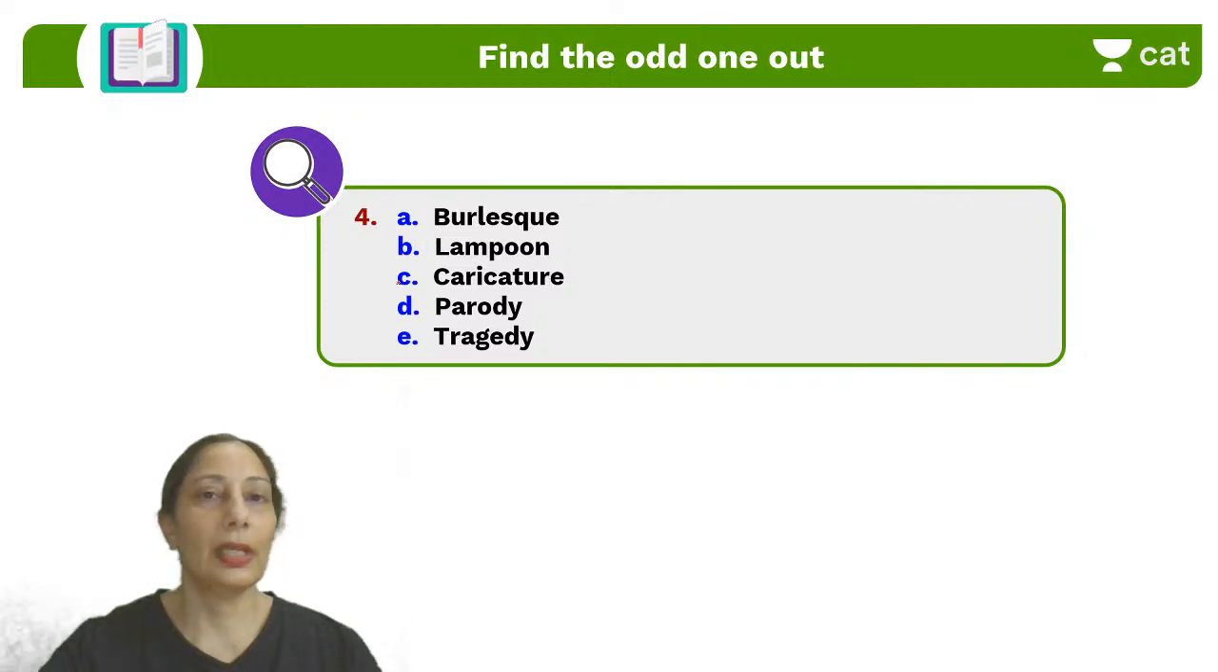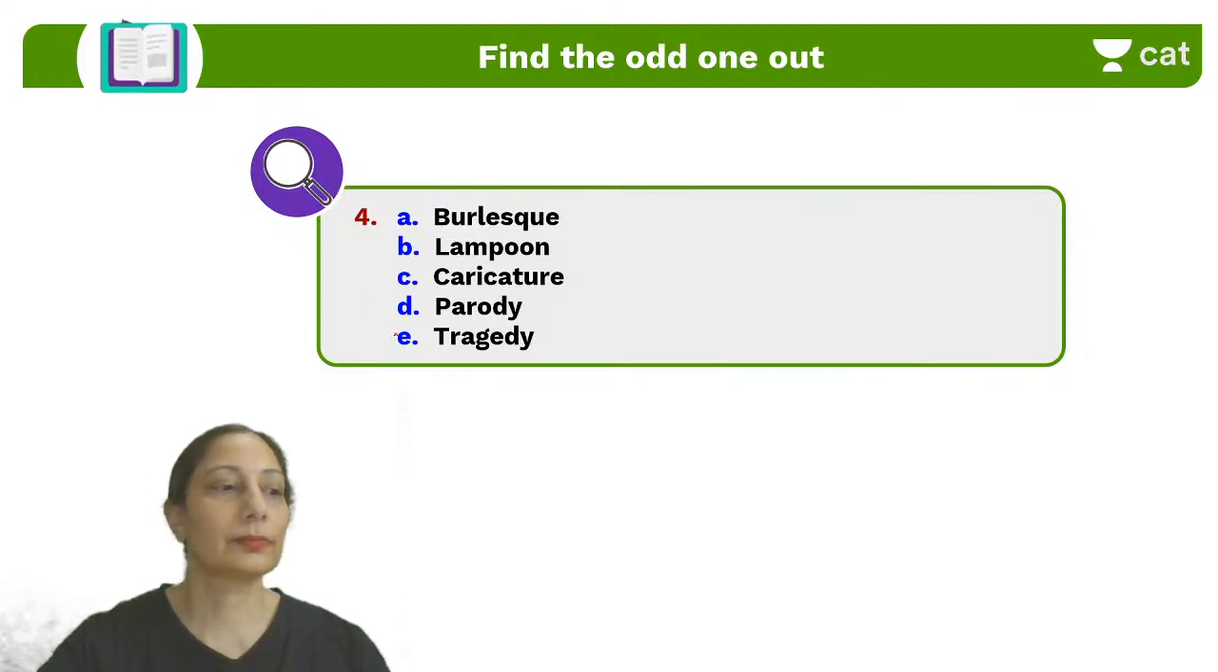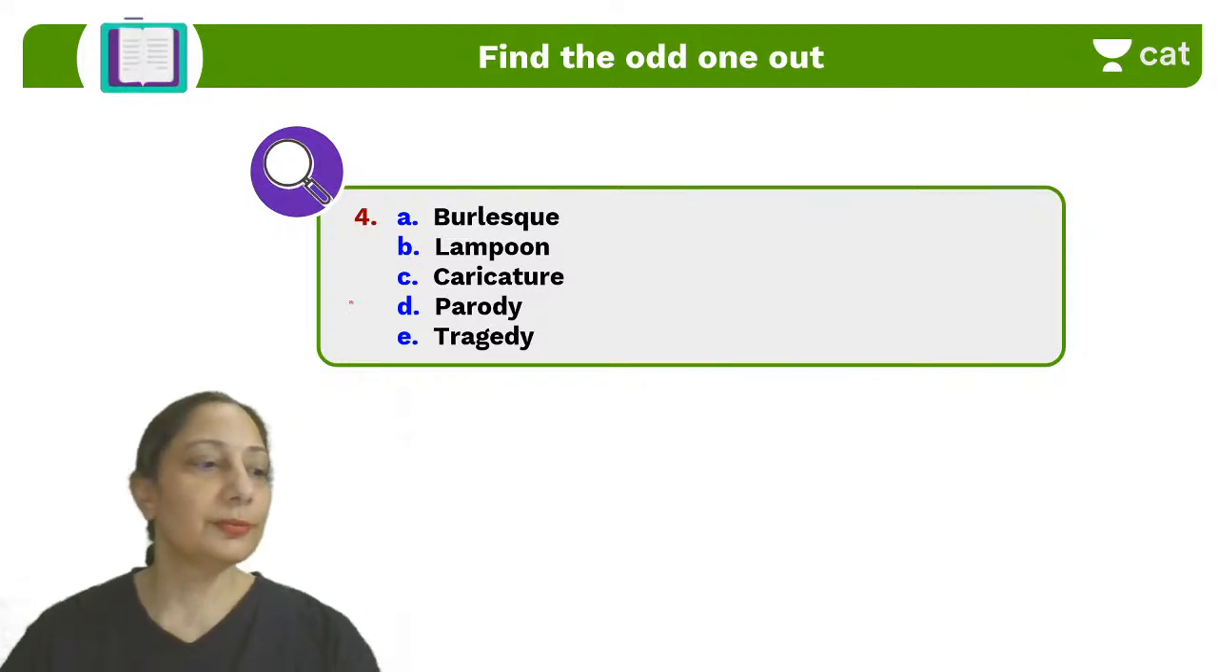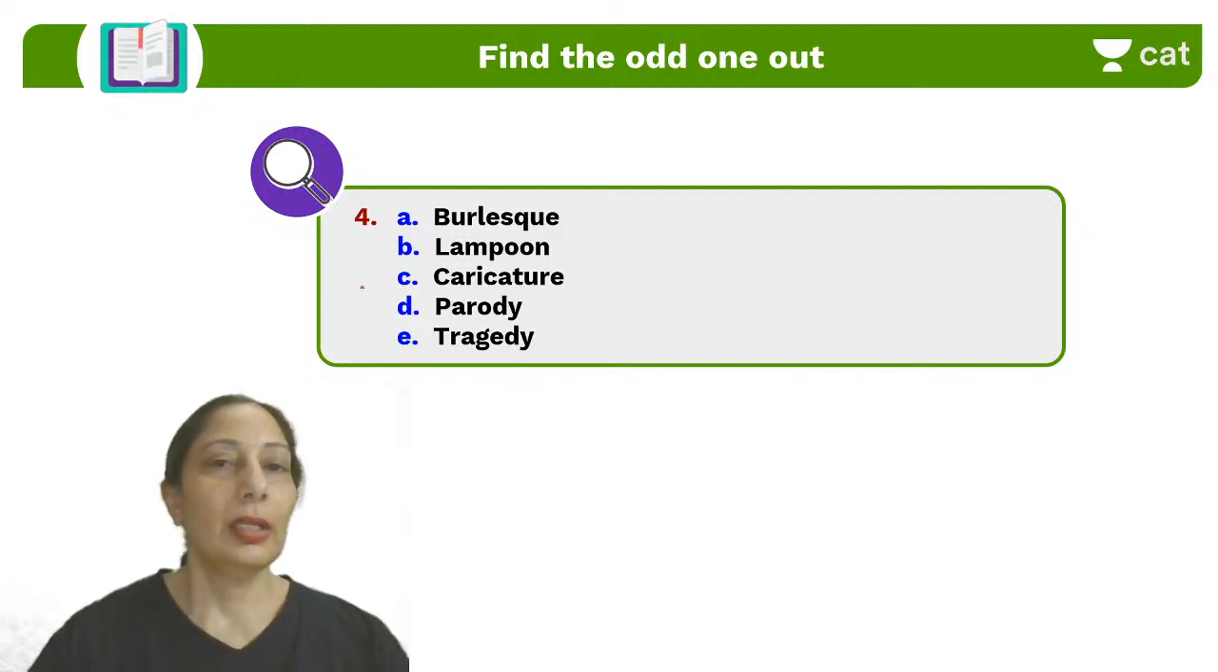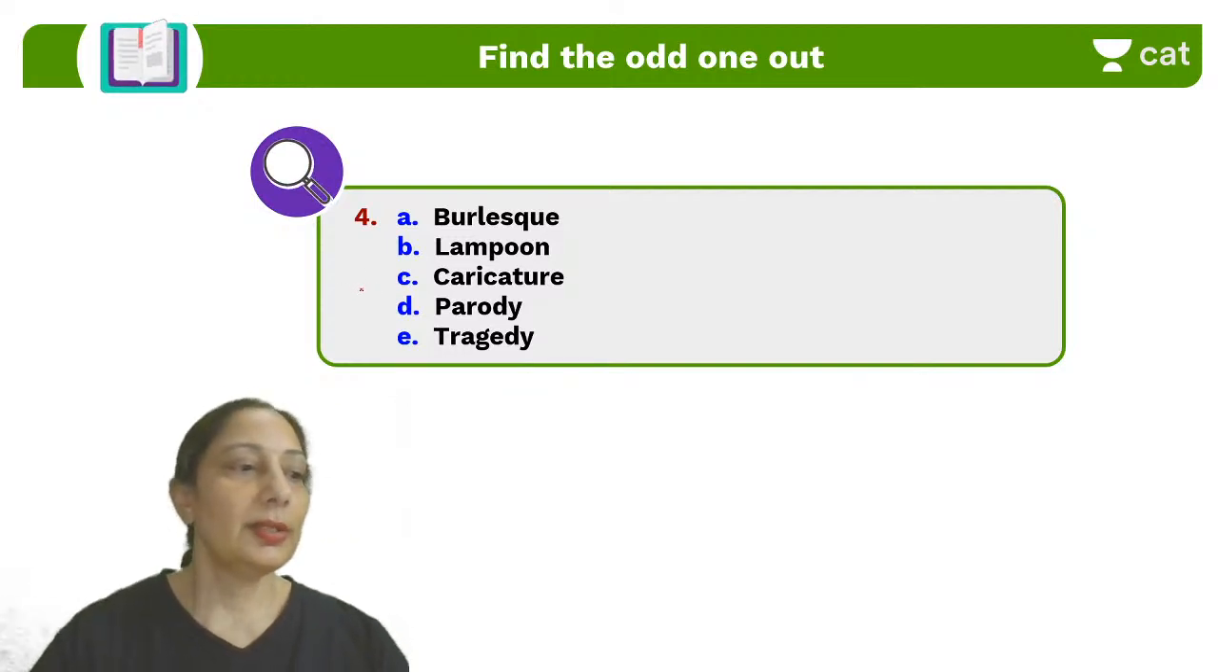Burlesque, lampoon, caricature, parody, tragedy. What is the answer, guys? A, B, C, D, E. Quickly. What do these words mean? Yes, Arnav. Somebody is saying caricature, somebody is saying lampoon, somebody is saying tragedy.